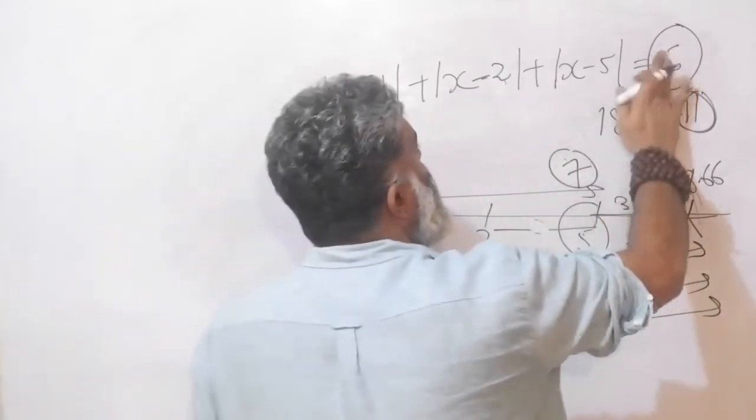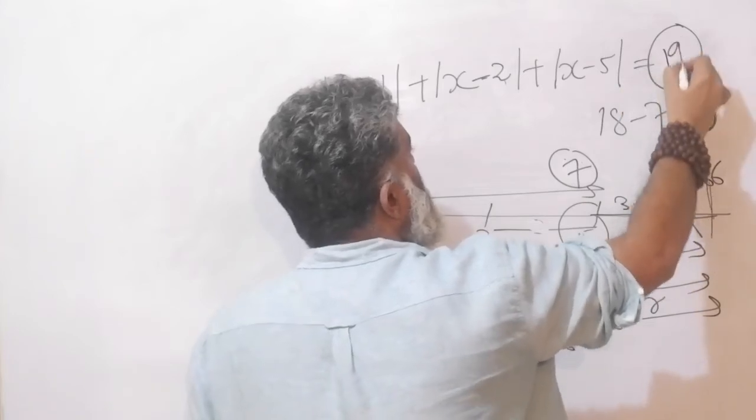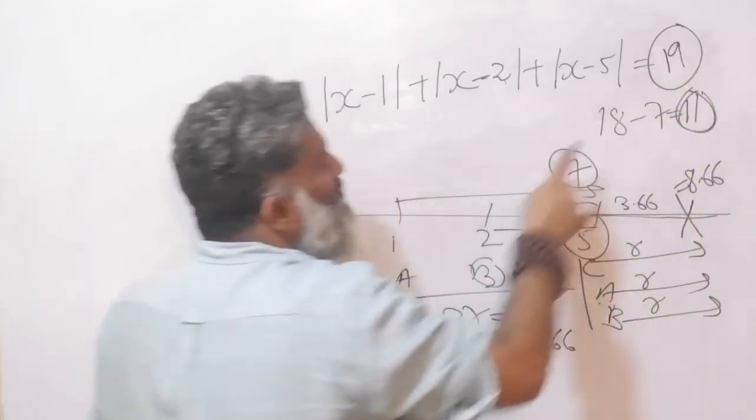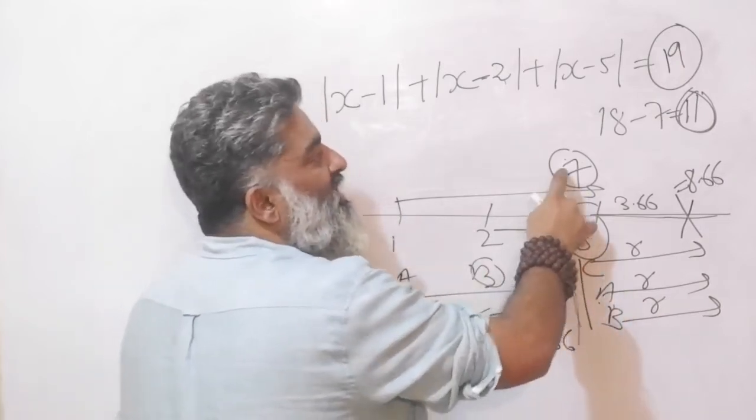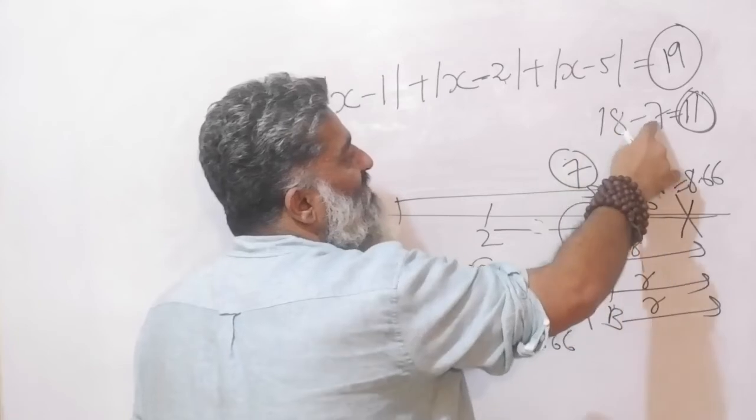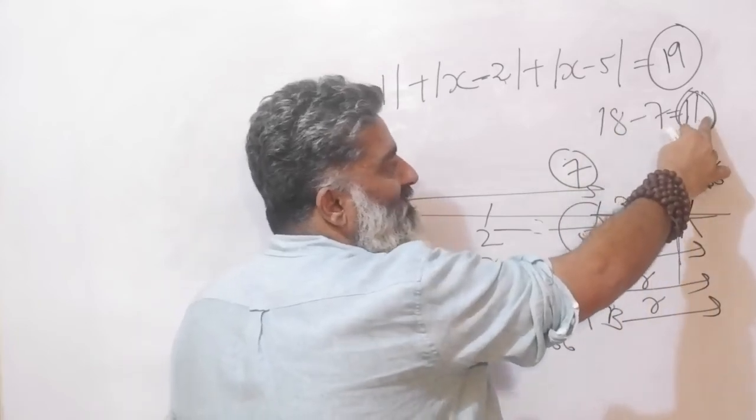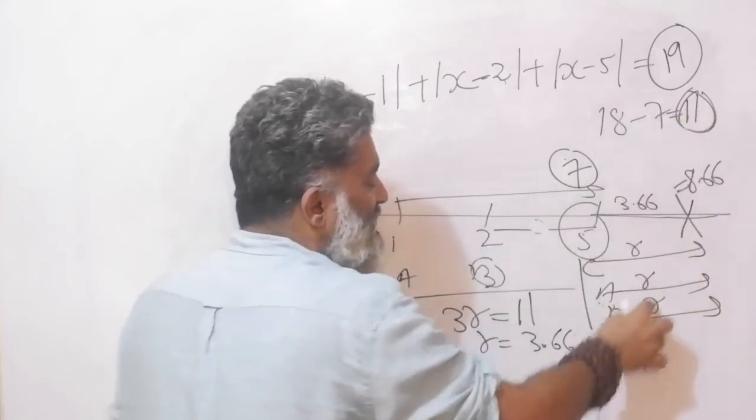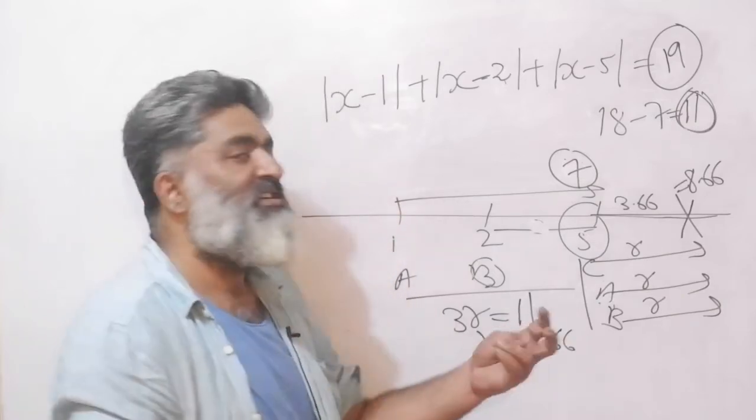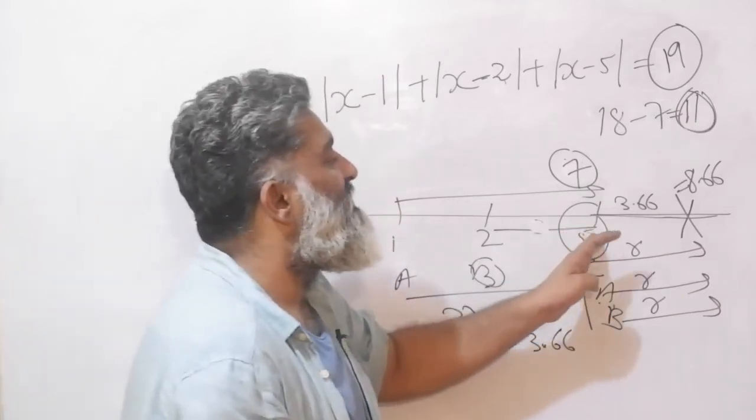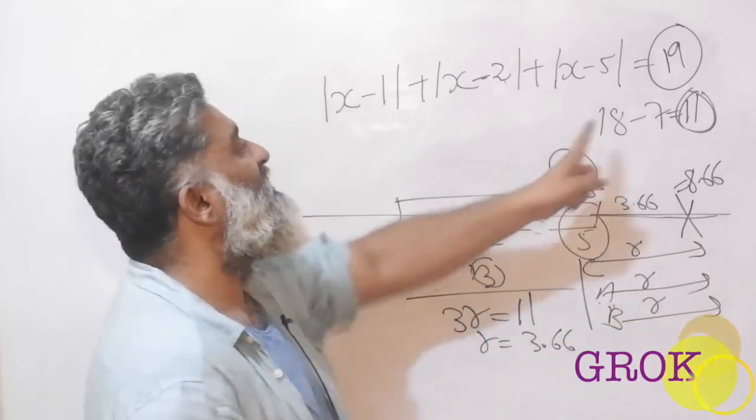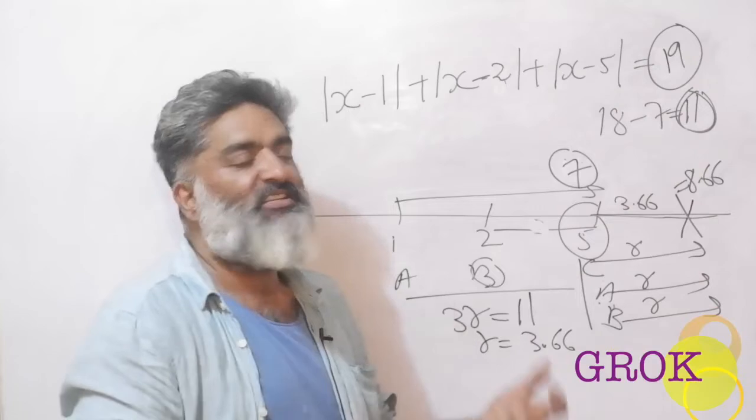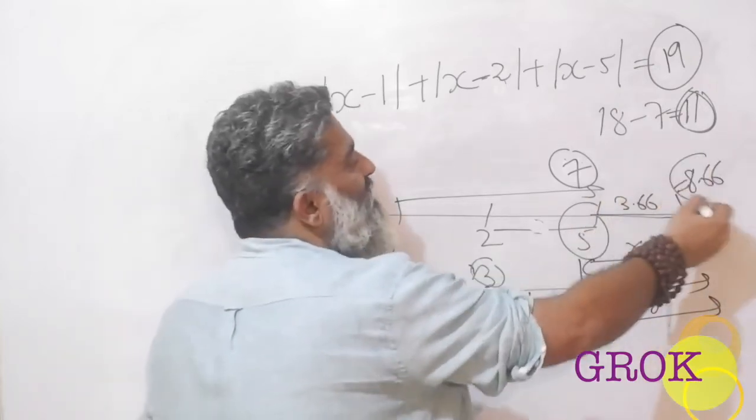Just as a cheat code, if I make it 19, why am I doing that? Because I know A has traveled 7 units, B has traveled 3 units. If I make this 19, 19 minus 7 will give me a 12, right? And 12 divided by 3 is easy, you will just get a 4. So from 5, go 4 more, you will reach X as 9. Put 9 here and you will see you are getting a 19. This is just bonus play. This is the perfectly fine answer.